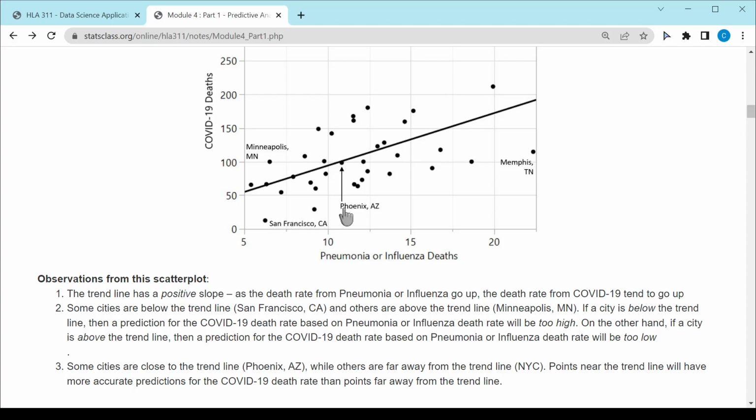On the other hand, a prediction for Phoenix, Arizona will be very good, because again, we're going to use that trend line to make that prediction, and you can see that the actual rate was right around 100 or so, and that's what the predicted value would be for Phoenix, Arizona.